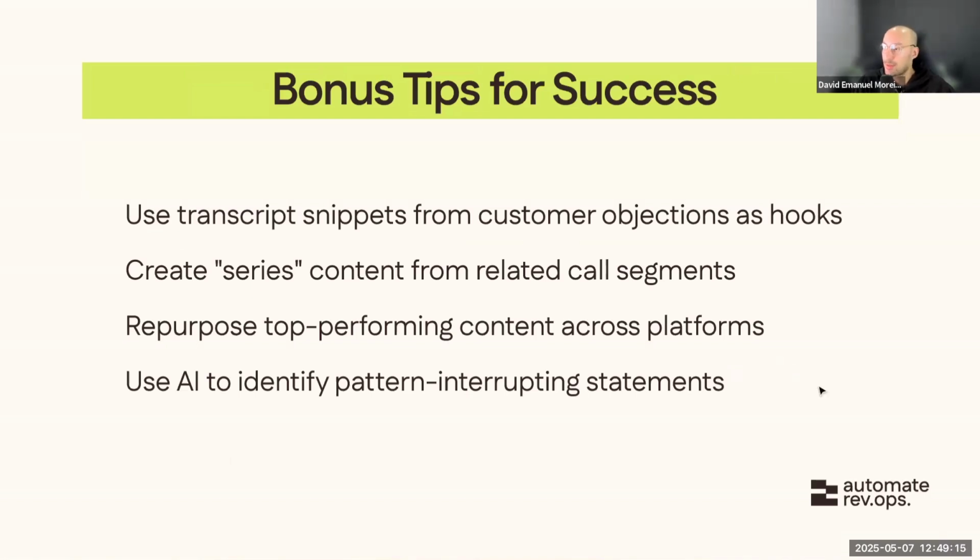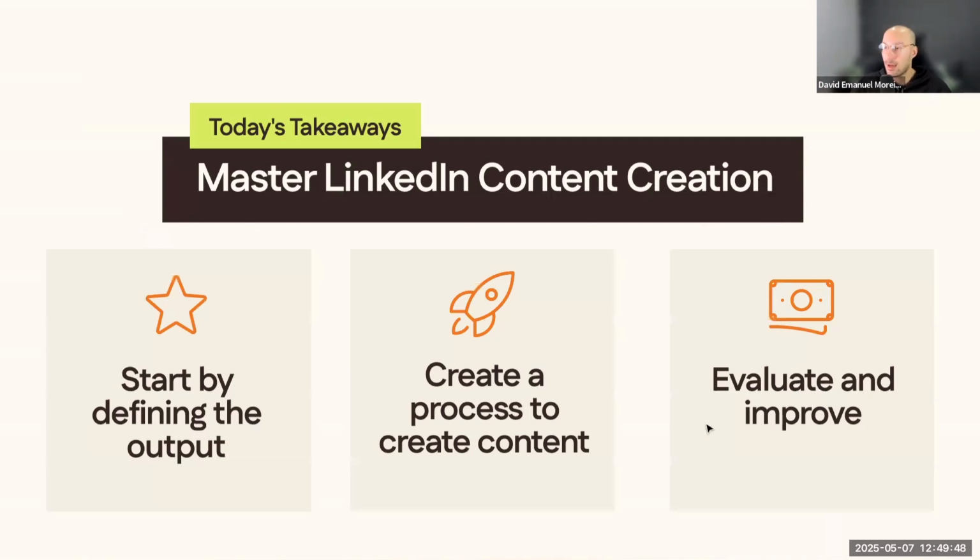You can always use transcripts to find customer objections to create hooks. That's really interesting as well. You can repurpose top performing content to different platforms, or even use the same content, just ask the AI to rewrite the same content in a different tone, and then post it. You can even identify pattern interrupting statements, scraping your competitors' posts. And yeah, there are many ideas here. I love how this is going really crazy right now.